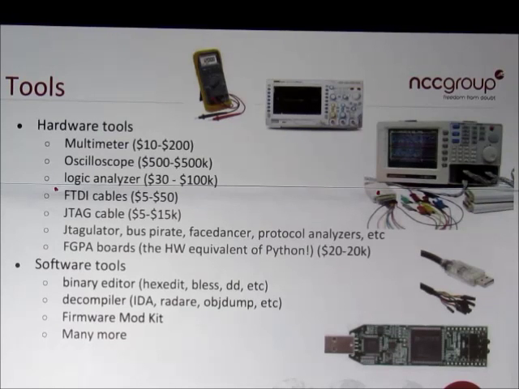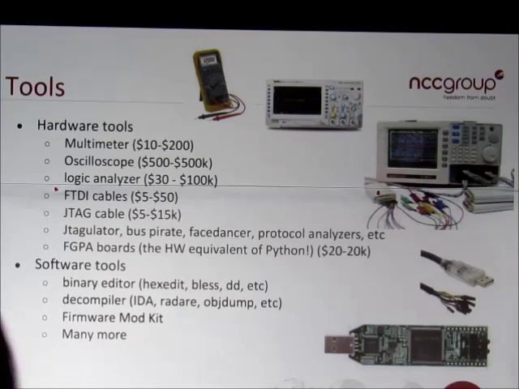FTDI cables. This is a company that makes these, and there's a bunch of companies that make similar ones. Essentially, it's a USB serial converter. A lot of devices still operate on serial, but your laptops don't have serial ports anymore. So these guys kind of fill that gap. You can get these cables for like $5 or $50, depending. They're all really the same thing. It's just a little chip that converts USB to serial. It allows you to connect your laptops, which is really handy.